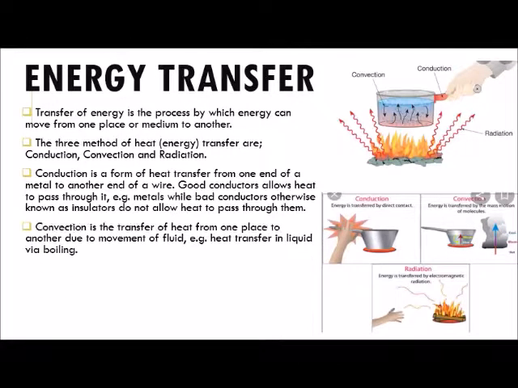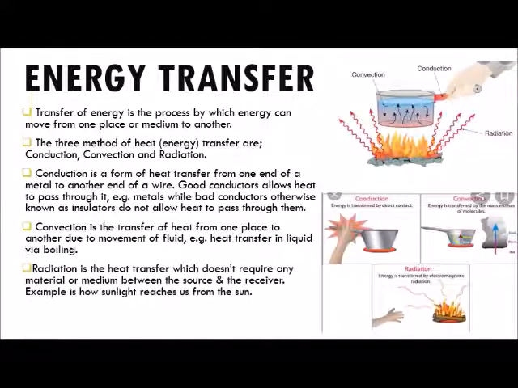Let's look at convection. Convection is the transfer of heat from one place to another due to movement of fluid. For instance, heat transfer in liquid via boiling. Then the last one is radiation, which is the heat transfer that doesn't require any material or medium between the source and the receiver. An example is how sunlight reaches us from the sun.